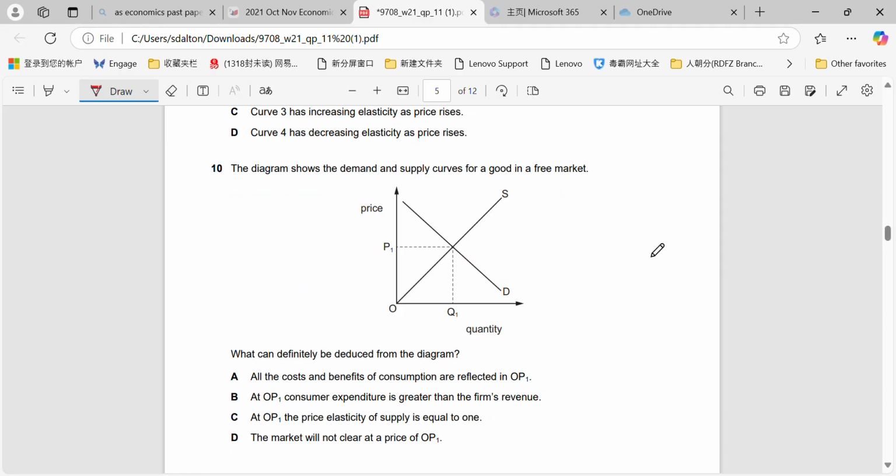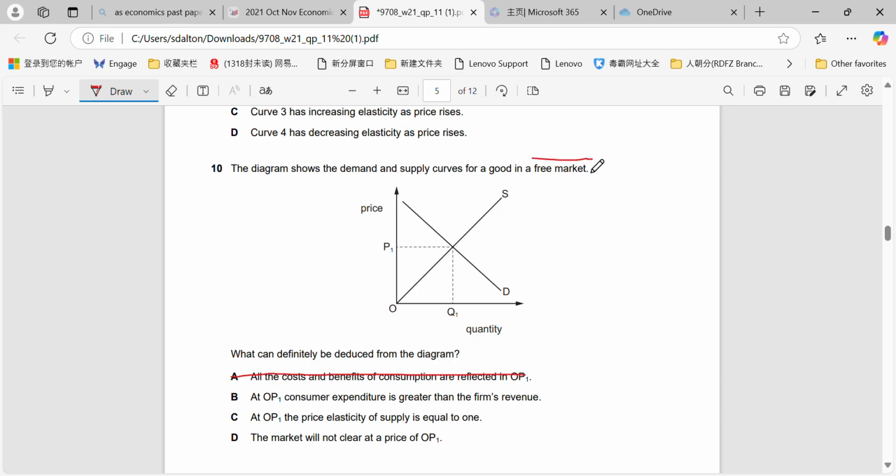Okay, the diagram shows a demand curve and supply curve for a good in a free market. What can definitely be deduced from the diagram? All the costs and benefits of consumption are reflected in OP1. Okay, we can't conclude that from the diagram.